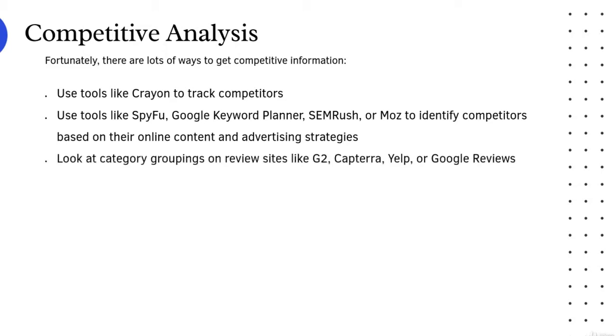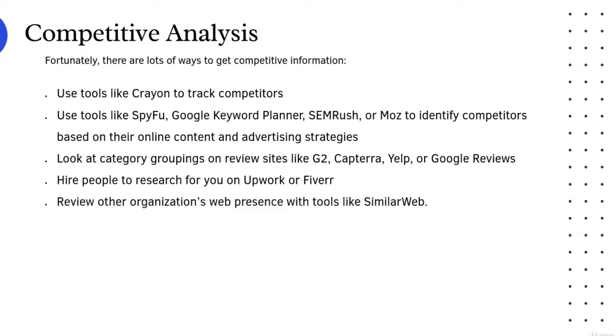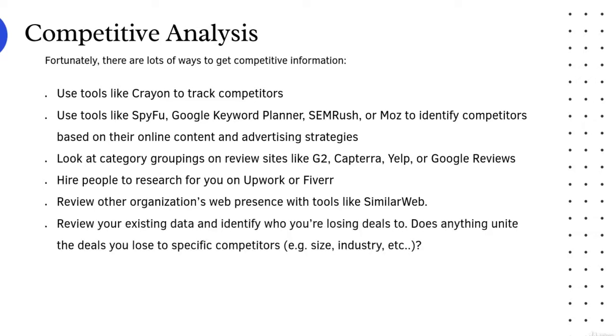Look at category groupings on reviews such as G2, Capterra, Yelp, or Google Reviews. Hire people to research for you on Upwork or Fiverr. Review other organizations' web presence with tools like SimilarWeb. Review your existing data and identify who you're losing deals to. Does anything unite the deals you lose to specific competitors, like the size or the industry, for example?